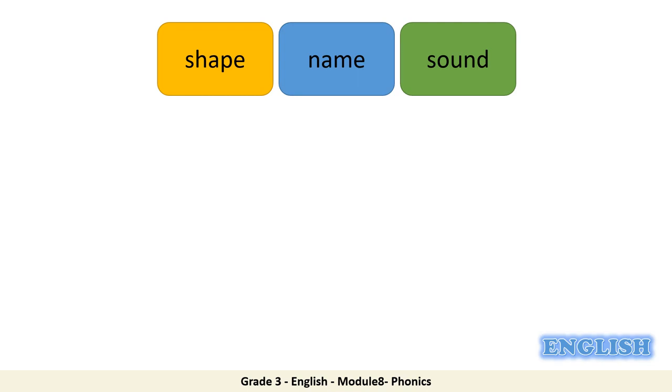Let's look at this example. The shape of this letter looks like this. The name of this letter is F. The sound of this letter is F. Excellent. Let's have a look at another example. The shape of this letter looks like this. The name of this letter is W. Excellent. And the sound that this letter makes is W. Well done. We have one more.